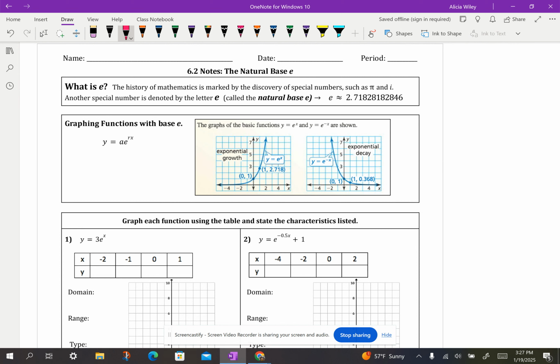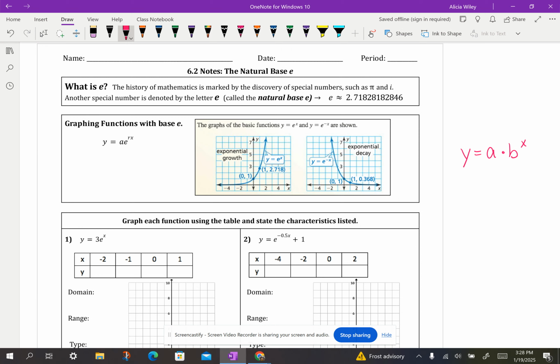Basically on this page, all you're doing is practicing graphing when your base is e. Now when the base is e, it's going to look a little bit different than we saw before. We saw y equals a times b to the x when we were graphing exponentials before. And today, instead of your base being b, you can see it's going to be e, and instead of the exponent just being an x, it's going to be rx.